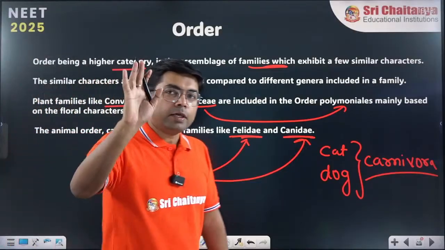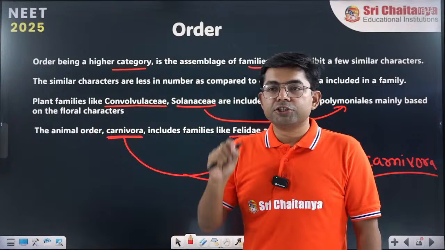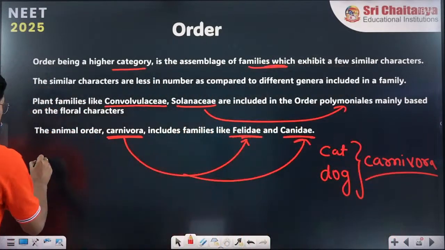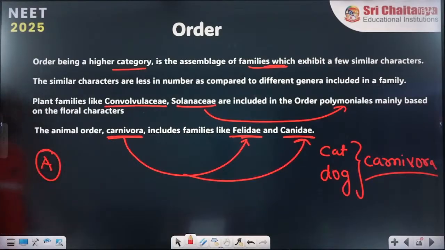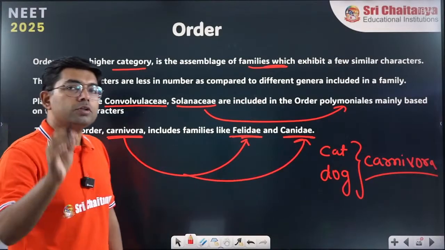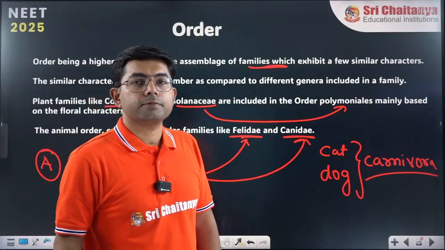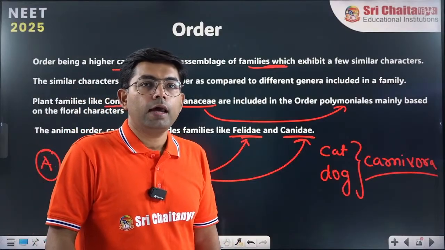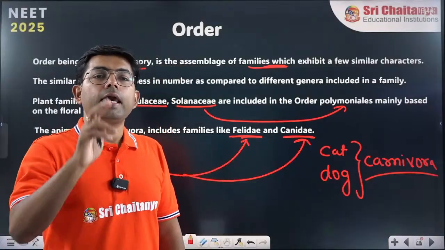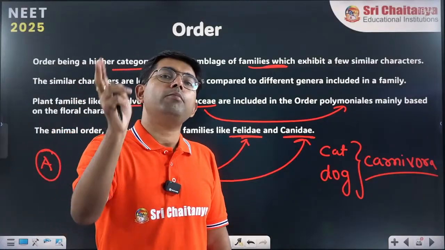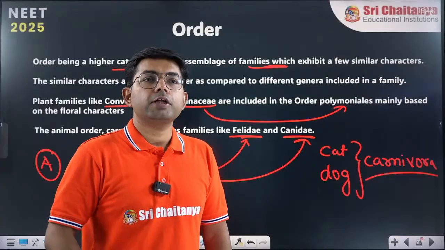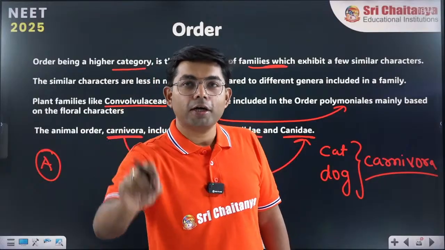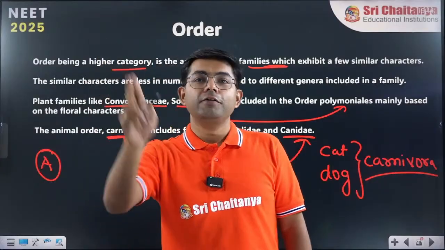So now I am giving you two statements. Tell me which statement is correct, which statement is wrong. Statement A: cat and dog belong to the same family, true or false? And the second statement: cat and dog belong to the same order. So the correct answer is cat and dog belong to the same order, but they belong to different families.